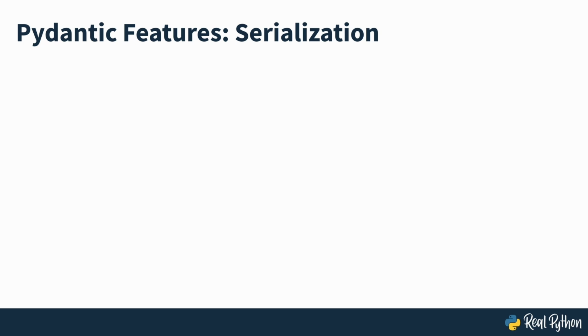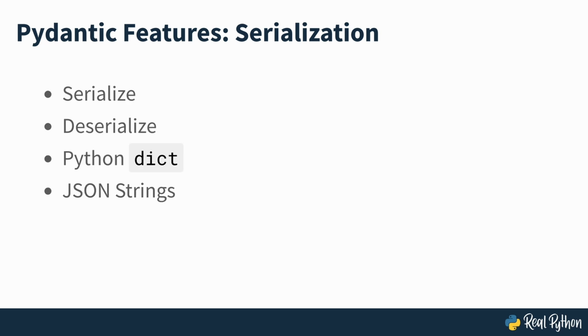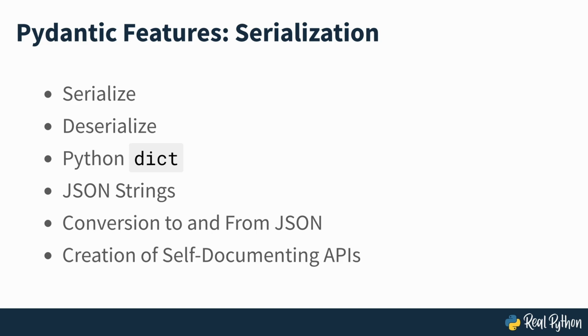Serialization. You can serialize and deserialize Pydantic objects as dictionaries and JSON strings. This means you can seamlessly convert your Pydantic objects to and from JSON. This capability has led to self-documenting APIs and integration with just about any tool that supports JSON schemas.